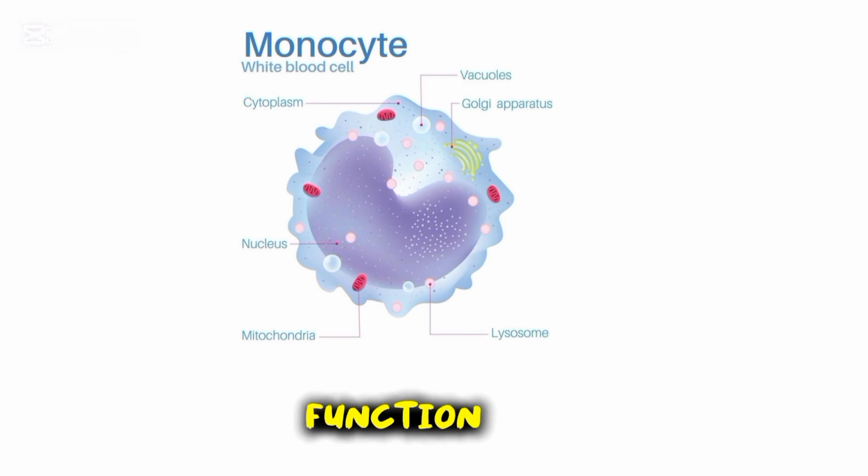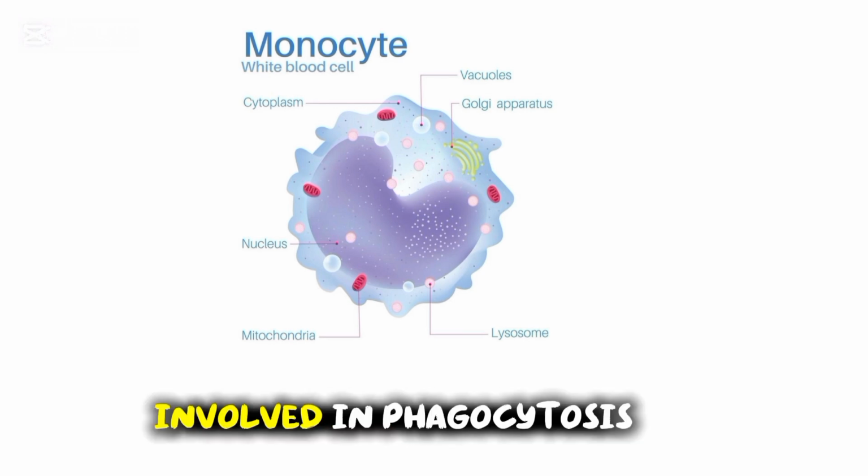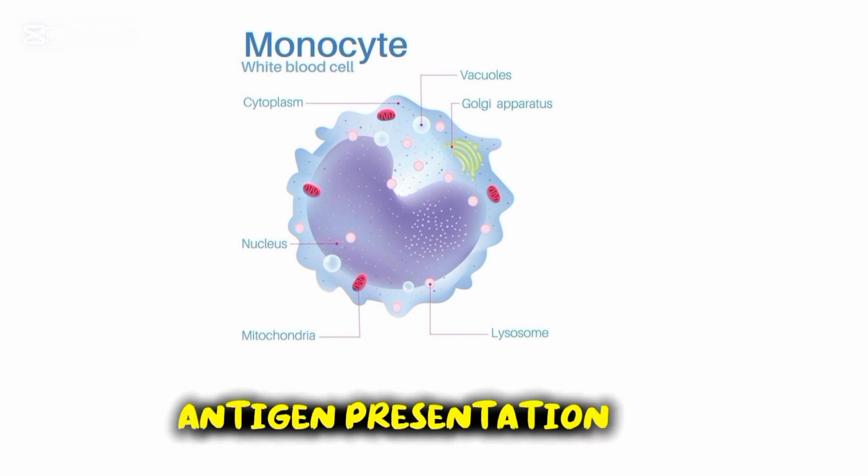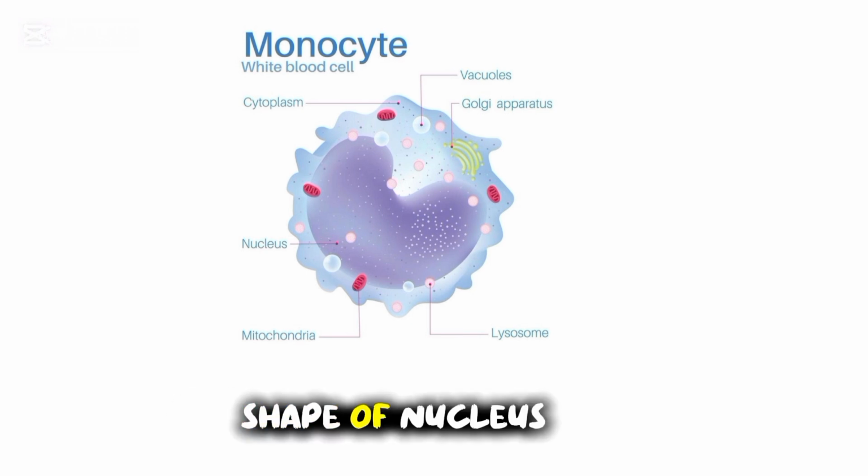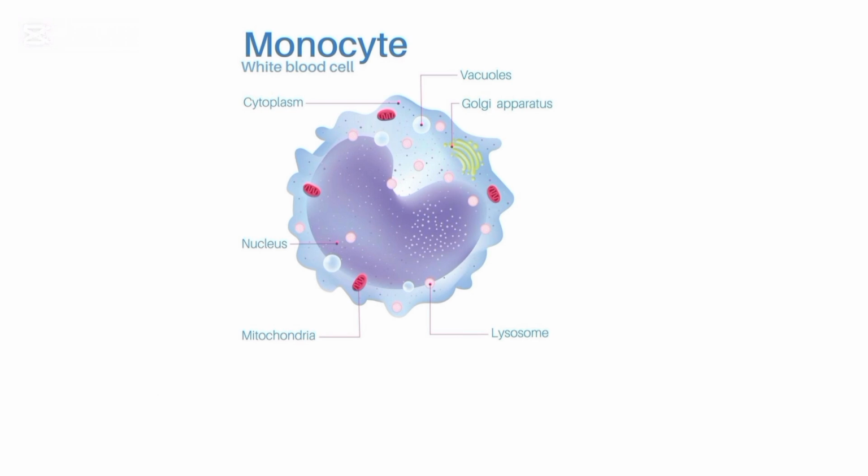Monocytes. Function: differentiate into macrophages in tissues, involved in phagocytosis and antigen presentation. Shape of nucleus: kidney-shaped or horseshoe-shaped nucleus.